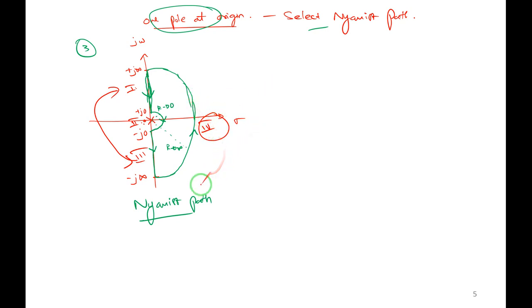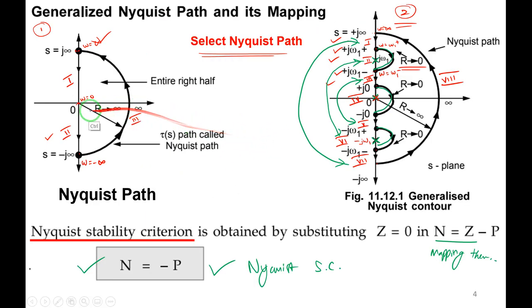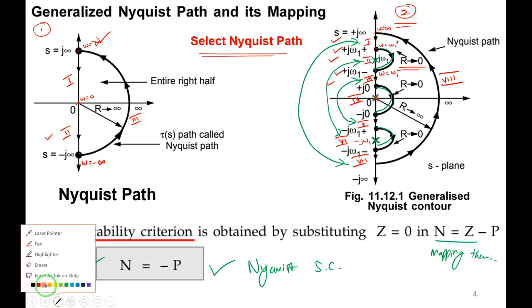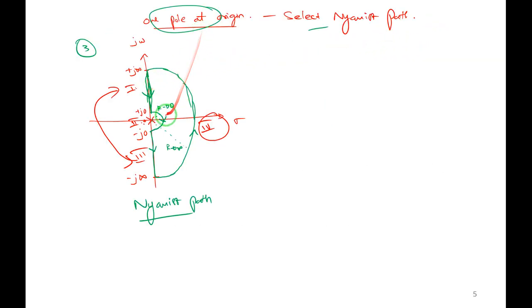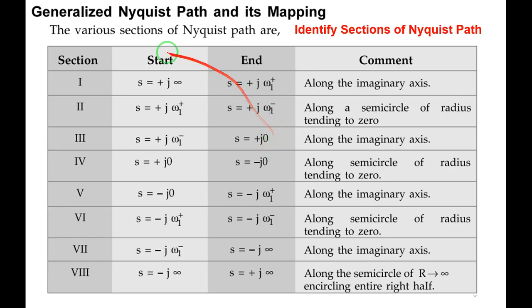So you came to know how to choose the Nyquist path based on the location of the poles on the imaginary axis. If none of the poles lie on the imaginary axis, then I will be choosing this Nyquist path. And if there are poles lying on the imaginary axis, I will be choosing this Nyquist path. If there is only one pole at the origin, I will choose this Nyquist path, where you just bypass it, that's all. So for the selection of the Nyquist path, I hope there is no confusion. Next, the generalized Nyquist path and its mapping.